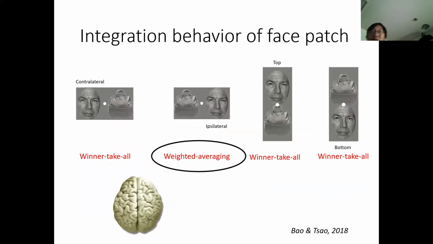So you might wonder why face cells did not perform winner-take-all the whole time. When faces or bodies are in the ipsilateral visual field, we saw weighted averaging behavior. But remember, the brain has two hemispheres, and in the opposite hemisphere, the cells will be doing winner-take-all. So the brain can easily rely on the cells from the contralateral hemisphere.